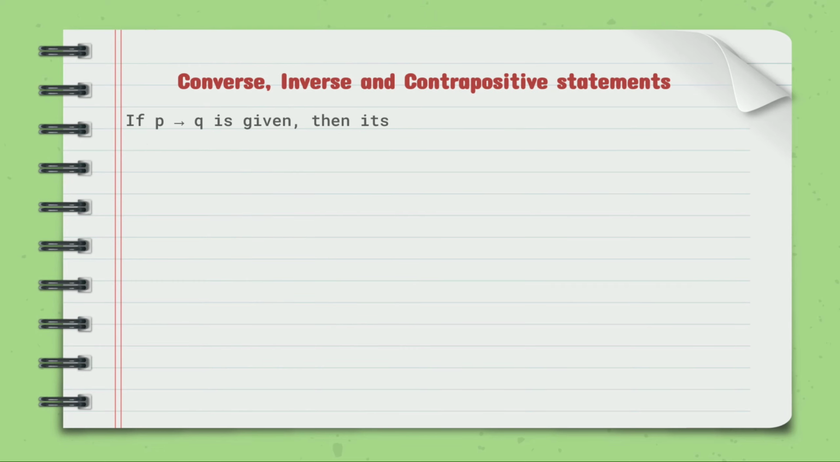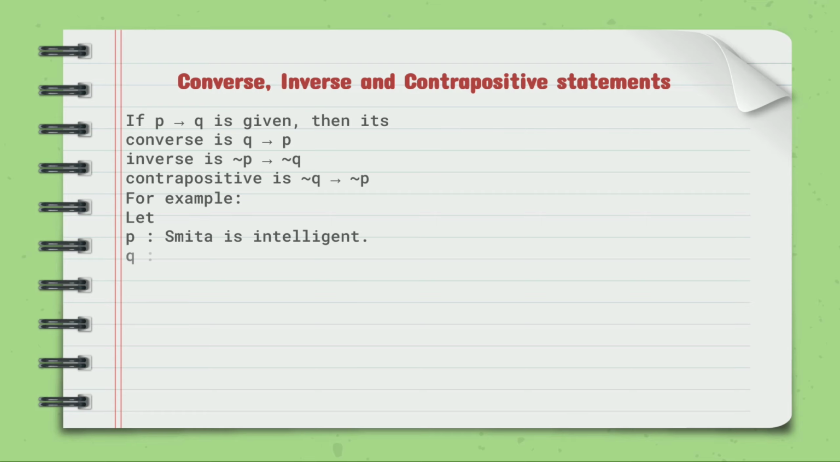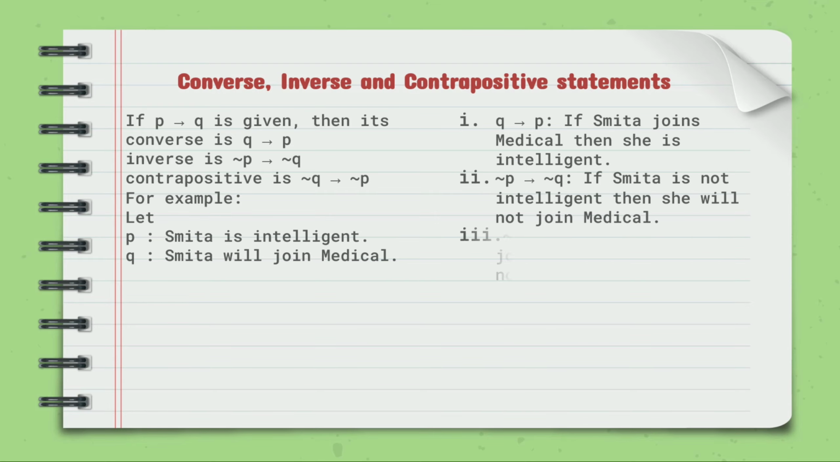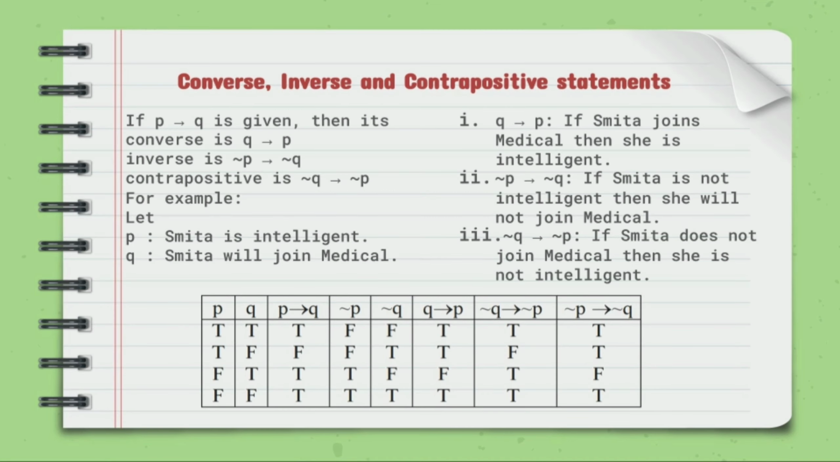And next is converse, inverse, and contrapositive statement. If P implication Q is given, then its converse is Q implication P. Inverse is negation P implication negation Q. Contrapositive is negation Q implication negation P.